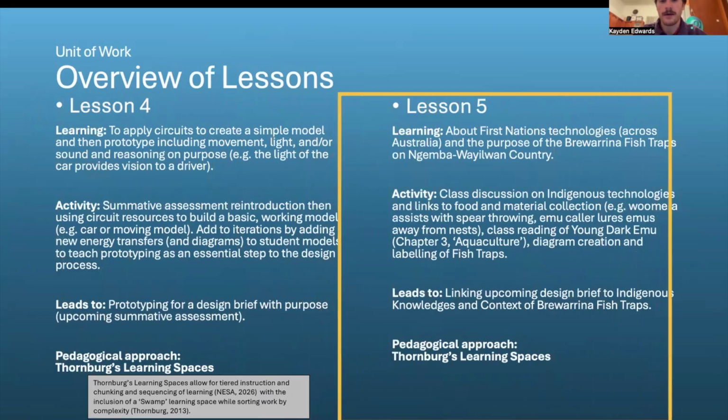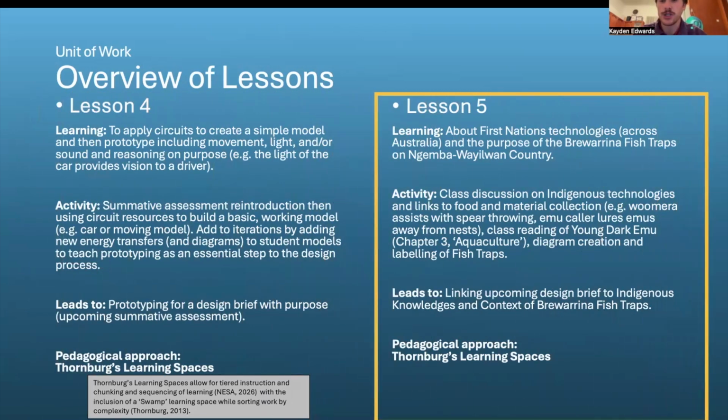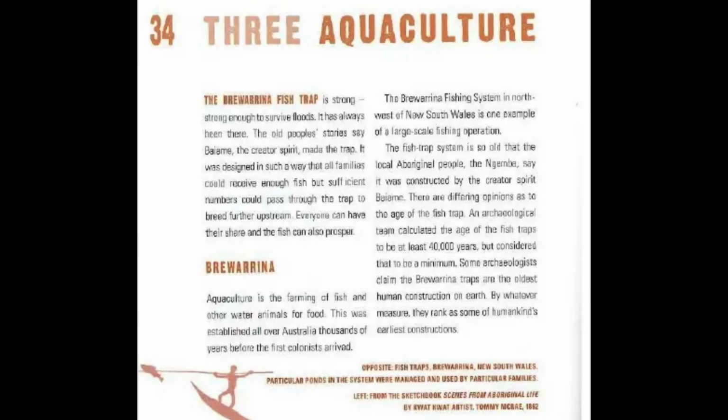Lesson five, we have learning about First Nations technology across Australia with a particular focus on Ngambar Walawan country. So this will be the Brewarrina fish traps. So activities will include class discussions on indigenous inventions such as the woomera to assist spear throwing, or the emu caller to lure away emus for their nest for egg collection, and then also diagram creation and labeling of the Brewarrina fish traps. And this will link to associating design to a design brief with the pedagogical approaches below.